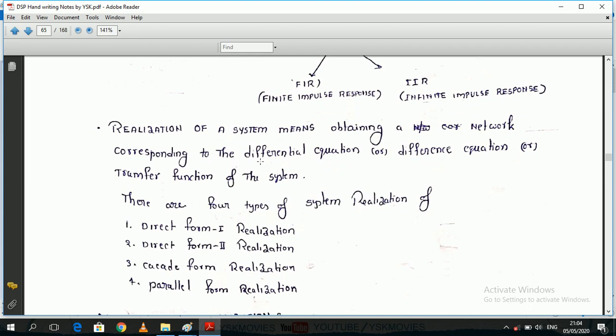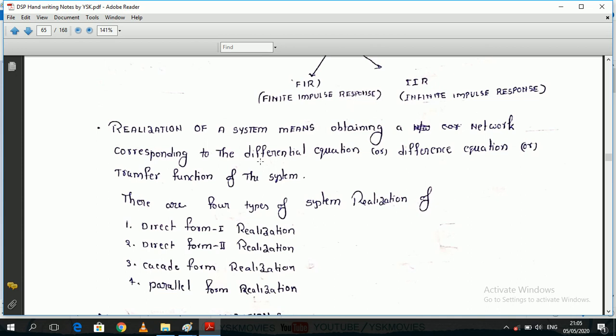That means obtaining a network corresponding to the differential equation or difference equation or transfer function of the system. Here you must know the difference between a differential equation and a difference equation. A differential equation is nothing but dy of t by dt, dx of t by dt, and so on. And a difference equation is nothing but y of n minus 1, y of n minus 2, y of n minus 3, and so on. So this is the difference between a differential equation and a difference equation.